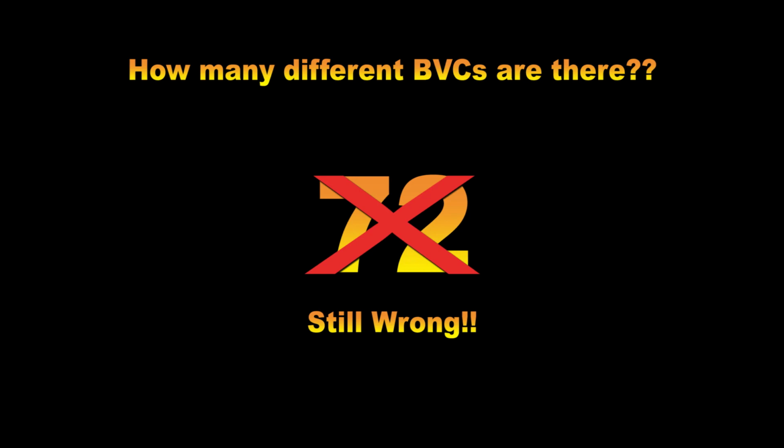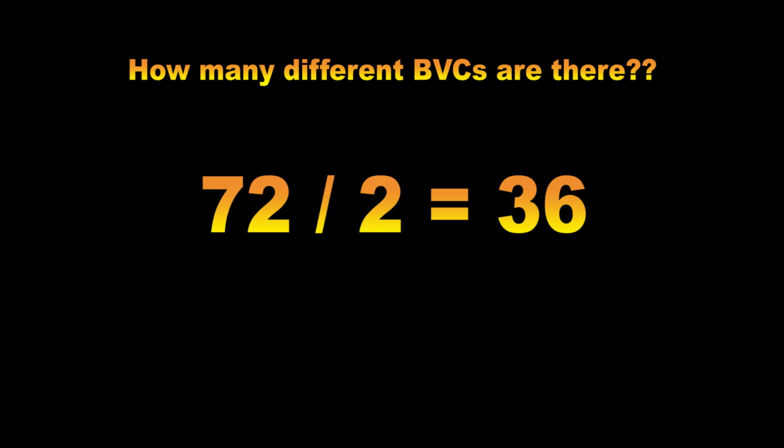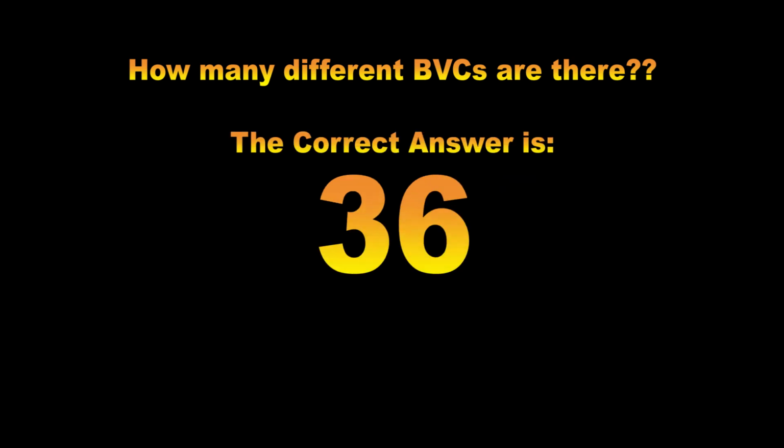What you have to realize is that in Sudoku, 28 is the same BVC as 82, and 76 is the same as 67, and 93 is the same as 39. So this means that the answer is 72 divided by 2. That's right, 36. The correct answer is 36. Let's take a look at all of them and see why this is true.